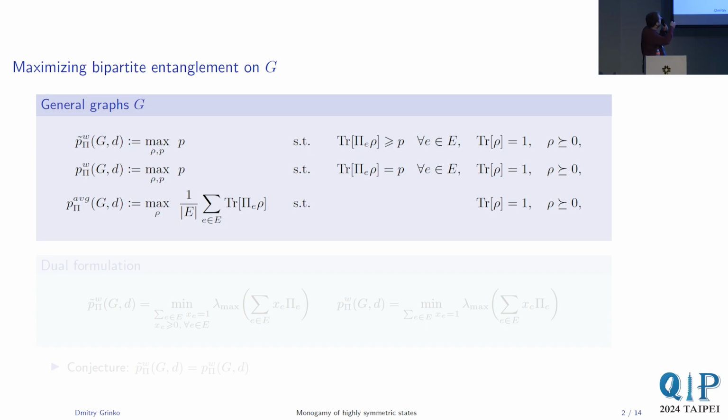And we formulate two seemingly similar optimization problems here. One is slightly weaker, as you can see. Here is a strict equality, and here we have an inequality. And also we can formulate an average case problem for a given graph, right? We just average all those overlaps on each edge.